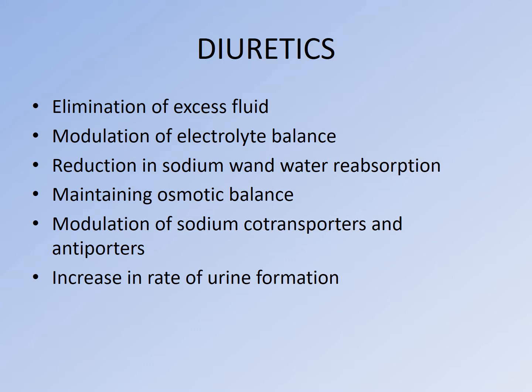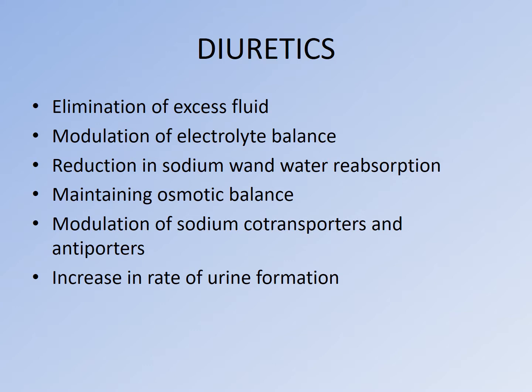Let's look at the diuretics in general. The whole idea of the diuretics is to eliminate and excrete excess fluid along with electrolytes. The thiazides will excrete only sodium and chloride and retain calcium, whereas the loop diuretics such as furosemide are the most potent of all and will basically cause an excretion of all electrolytes and a significant amount of water. They subsequently reduce sodium and water reabsorption. They will maintain osmotic balance, and most of the time the way the diuretics are acting is that they are modulating the sodium co-transporters and the antiporters.